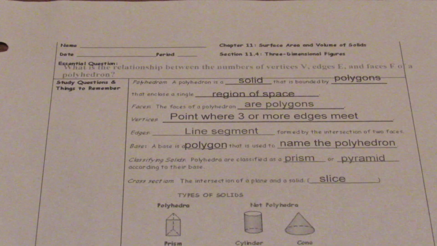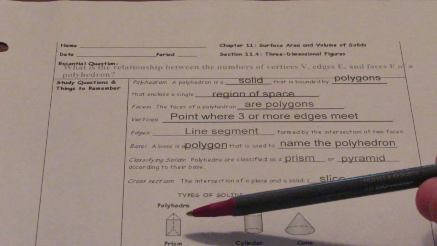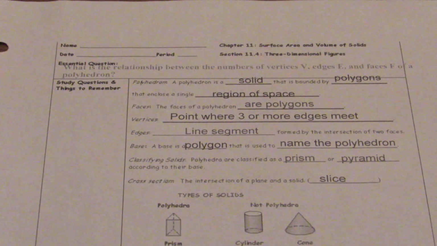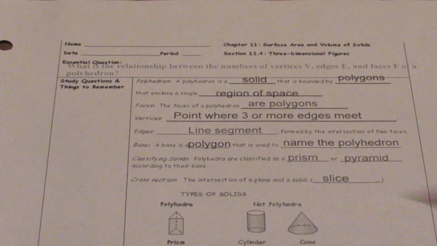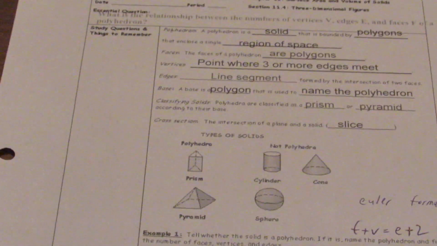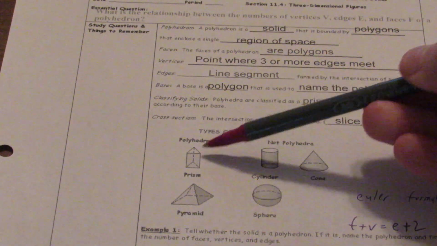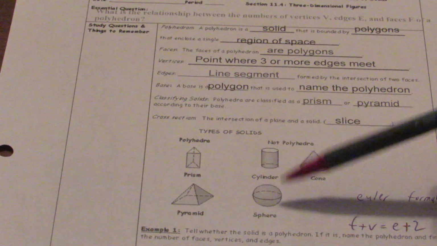So down here we have types of solids. We have polyhedra, which is the plural of polyhedron. Those are made up of prisms and pyramids. And we have non-polyhedra, which are our cylinders, our cones, and our spheres. So all three of these are solids, but their faces are not polygons, so they're not polyhedron. And again, you can't see everything I'm pointing at. All right, we have our prism, our pyramid, cylinder, cone, and sphere.